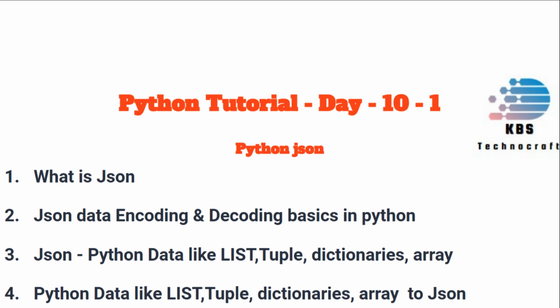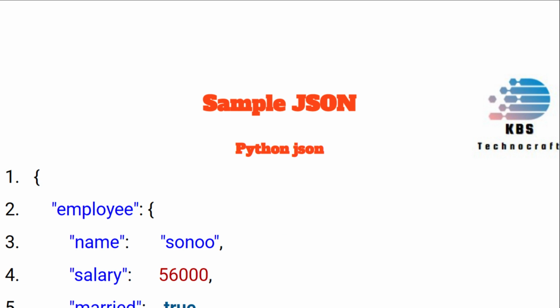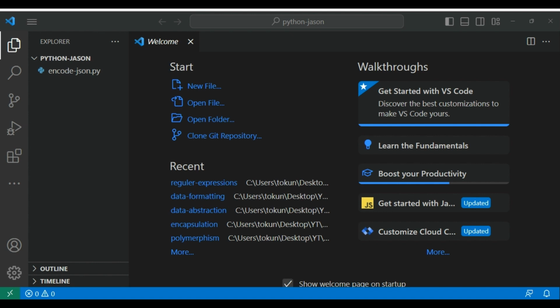Before we move into the actual encoding and decoding, we will try to understand what JSON is. JSON stands for JavaScript Object Notation, and it's a lightweight format of storing and representing data. If you see this example, called an employee object, it contains three different attributes: name, salary, and merit. So in JSON, this is how we can represent a simple employee object.